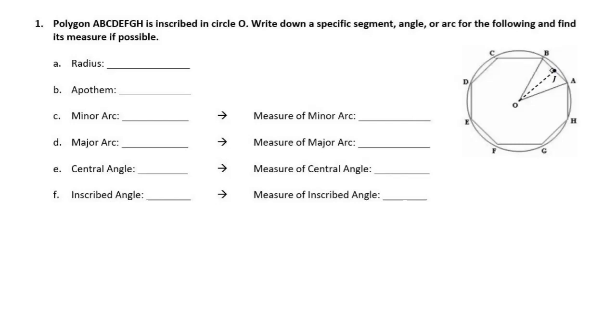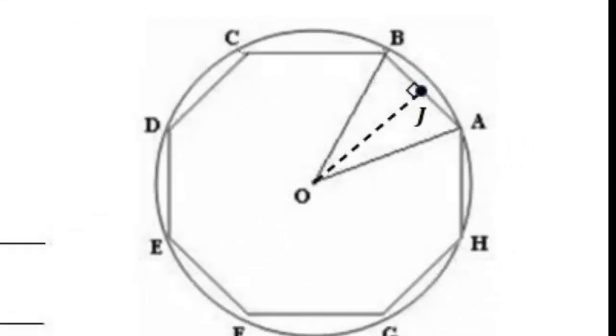All right. So I have this polygon over here, A, B, C, D, E, F, G, H. It is inscribed inside circle O. That's the center of this circle here. We want to write down segments, angles, or arcs for the following questions, and we're going to find its measurement if it's possible. A radius has to go from where to where on a polygon?